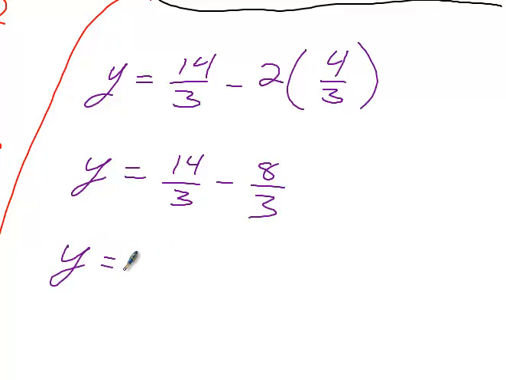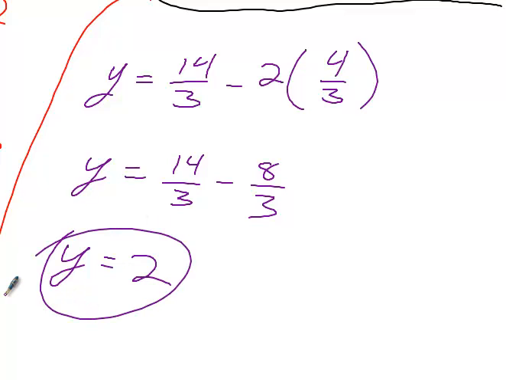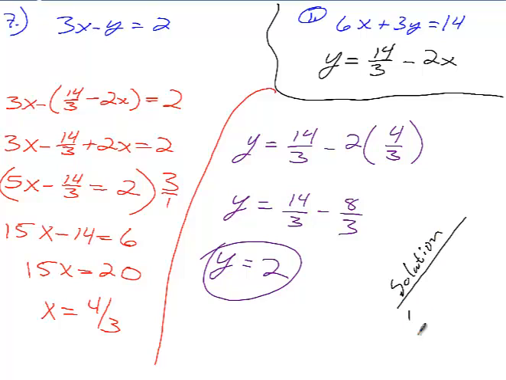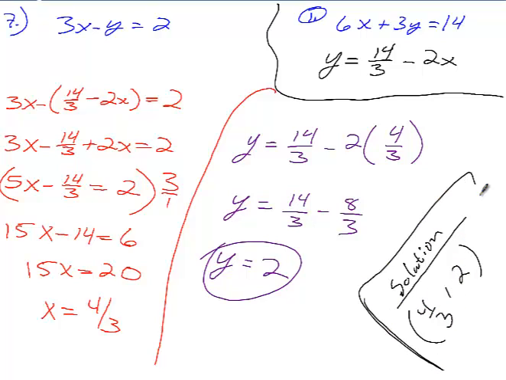Yes, it is. All right, what's 14 take away 8? 6 divided by 3. So there's your x, there's your y. Final answer. 4/3, 2. Everybody all right? Yes, no, maybe, I don't know.